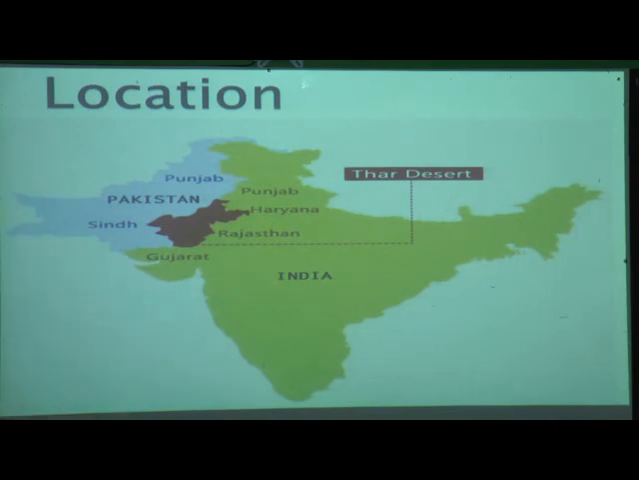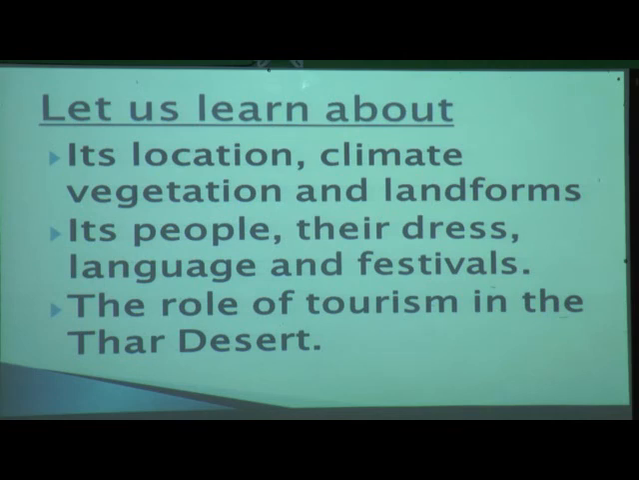Next, what are we going to learn in this lesson? We are going to learn its location, climate, vegetation and landforms. And what else are we going to cover? We are going to cover the people, their dress, language and festivals, and the role of tourism, what type of tourism they do, and what its role is.